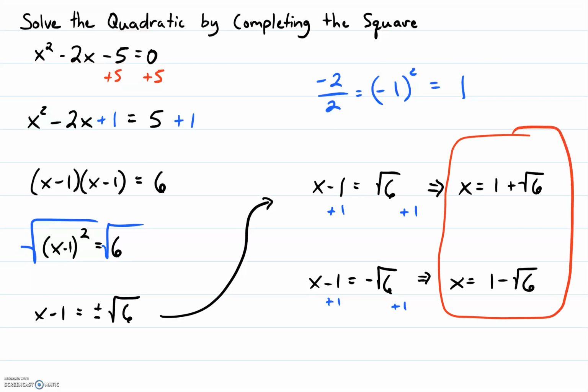They're not nice clean numbers like we're used to, like a 2 or a 4, but still, 1 plus square root of 6 and 1 minus square root of 6, if you were to plug those in place of x in the original problem, you would get 0 on the left-hand side.